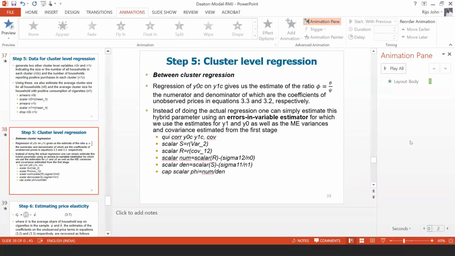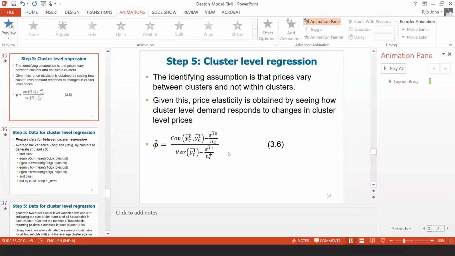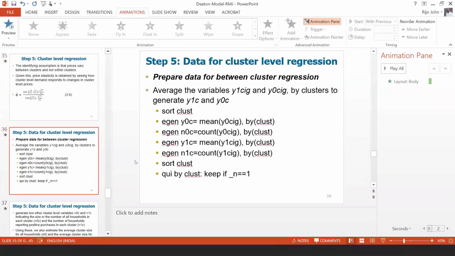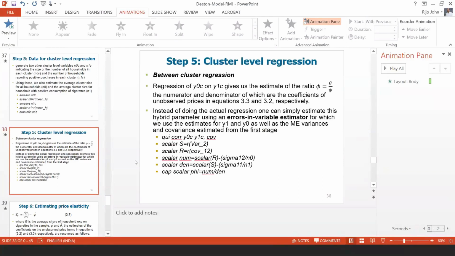We have now everything that is required to estimate the hybrid parameter phi, and this is simply using that formula. Between cluster regression of y0c on y1c gives the estimate of the ratio phi equal to theta by psi, the numerator and denominator of which are the coefficients of unobserved prices in equations 3.3 and 3.2 respectively. Instead of doing the actual regression, one can simply estimate this hybrid parameter using an errors-in-variables estimator. We already discussed it, for which we use the estimates for y1 and y0 as well as the measurement error variance and covariance as estimated from the first stage.